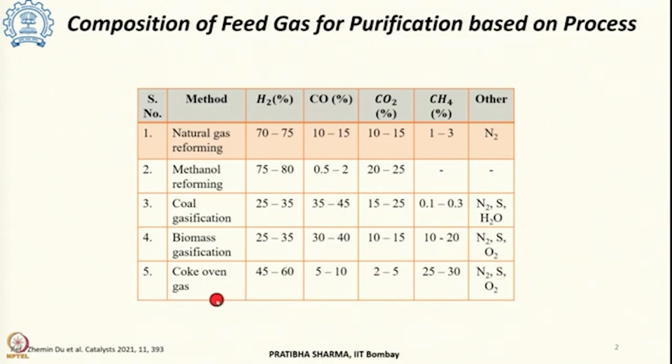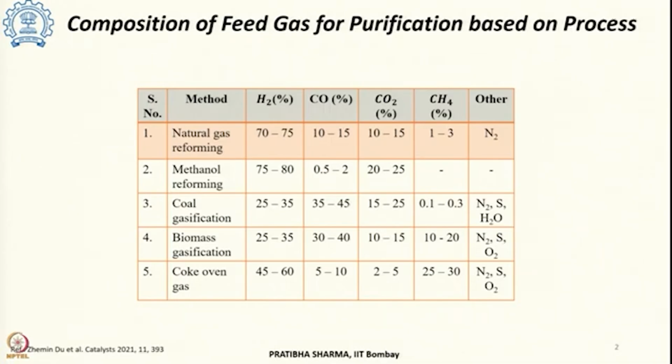In the coke oven gas, 45 to 60% is hydrogen, 5 to 10% carbon monoxide, 2 to 5% carbon dioxide, methane 25 to 30%, and then the remaining nitrogen, sulfur impurities and oxygen. Now, in order to get pure hydrogen from the product gas stream from hydrogen production, separation and purification is required.